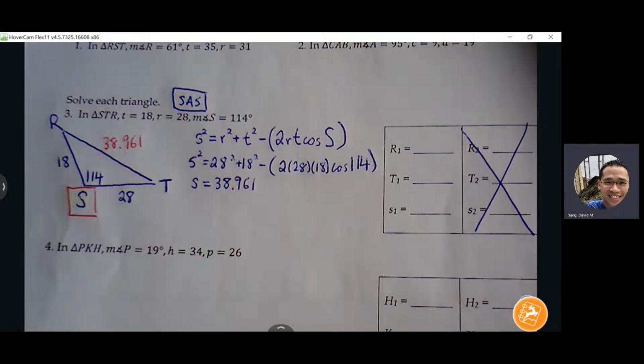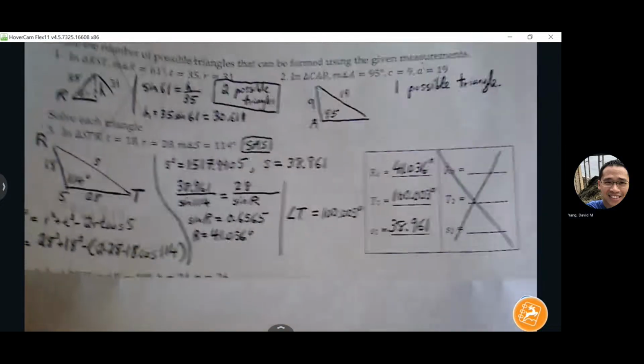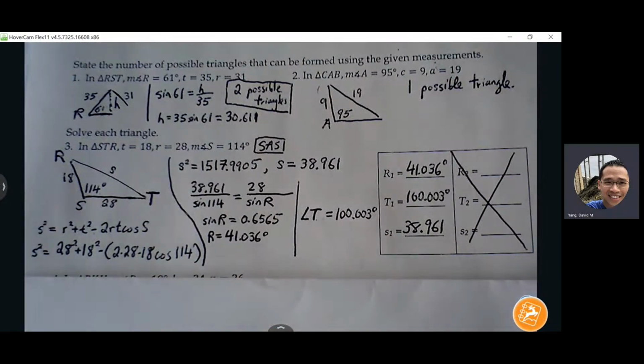Okay, so let me show my work here. I solved for angle R. And then I found T at the end, but you could solve for T at the beginning and then get R later.